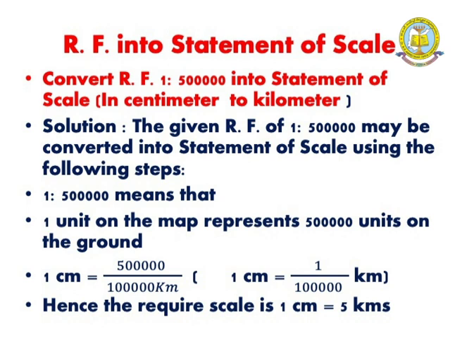Then we know that 1 centimeter is equal to 1 by 1 lakh kilometer. Then convert this 5 lakhs: you can write 1 centimeter is equal to 5 lakhs by 1 lakh in kilometers, as we know that 1 centimeter is equal to 1 by 1 lakh kilometer. Then you can write the statement as 1 centimeter is equal to 5 kilometers. It is the statement scale.